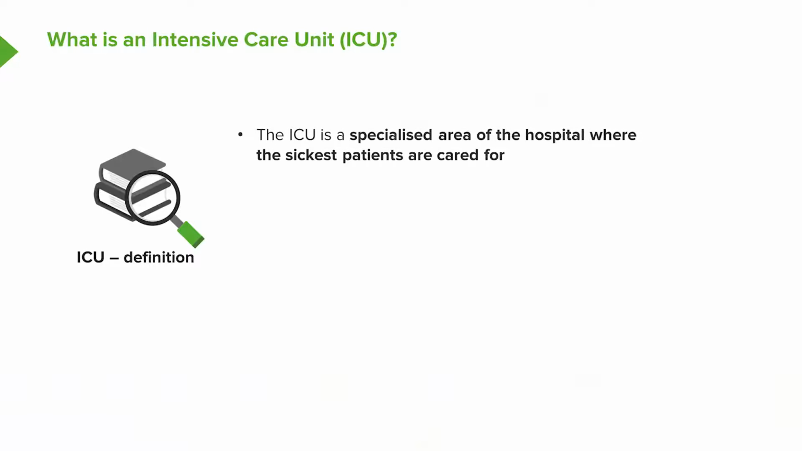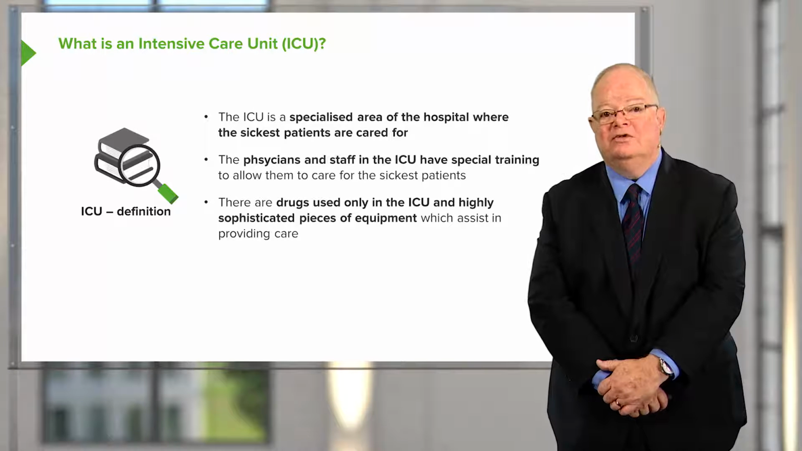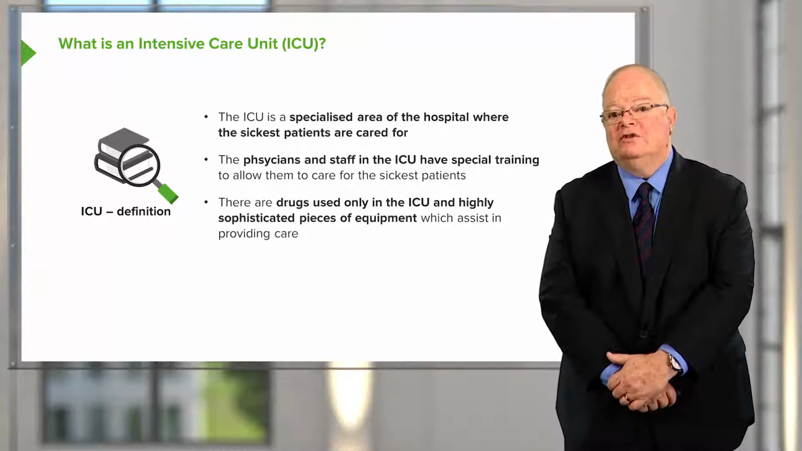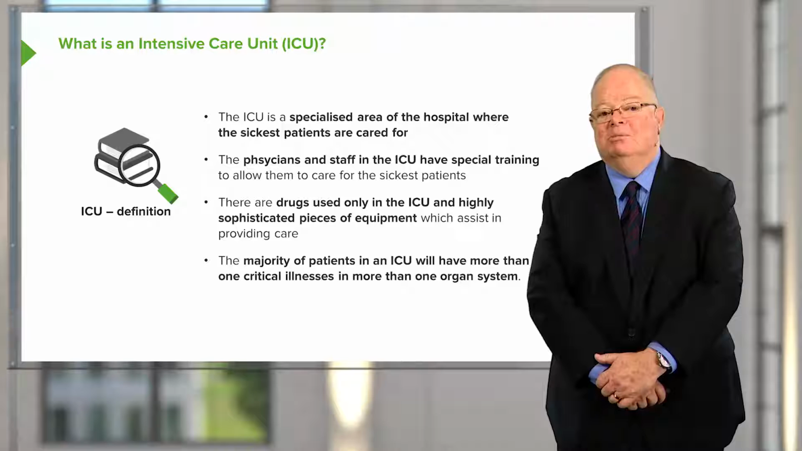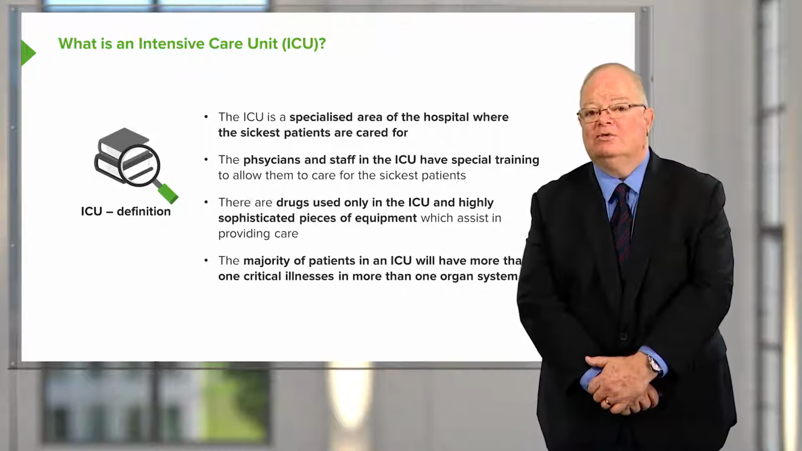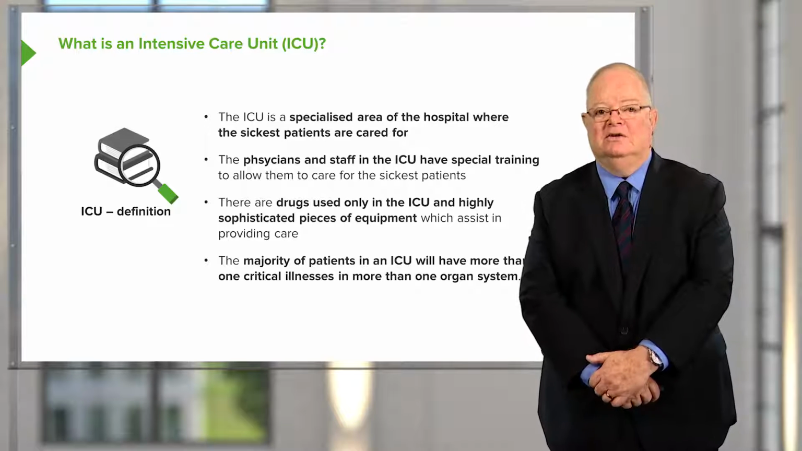So what is an intensive care unit? Well, it's a specialized unit in the hospital where the sickest patients are cared for. The physicians and staff in the ICU have special training to allow them to care for these very sick patients. There are drugs that are only used in the ICU and highly sophisticated pieces of equipment which assist in providing care. The majority of patients in the ICU will have more than one critical illness and more than one organ system involved. So it is extremely common in the ICU for patients to have multi-system organ disease.